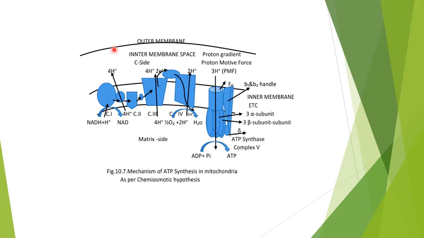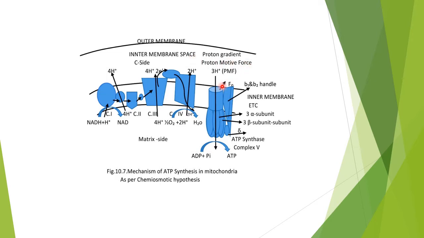See, we have here the outer membrane. This is the intermembrane space. This is the inner membrane. Within this inner membrane, there are present complex 1, complex 2, complex 3, complex 4. And we have seen the functioning of these complexes. In addition to carrying the electrons, they also translocate the protons from the matrix side towards the C side. Now, it leads to the establishment of a proton gradient or a proton motive force.